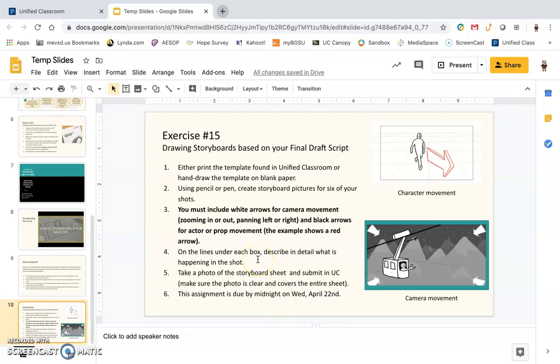So pretty straightforward, just 6 pictures, including if there's any movement in the shot, including arrows, camera movement. So white arrows for camera movement, black arrows for character movements. If there's any questions, please let me know.